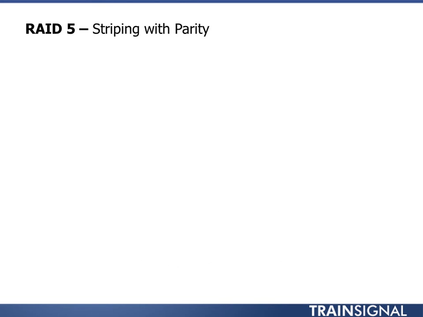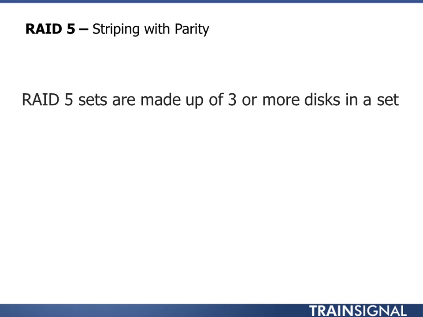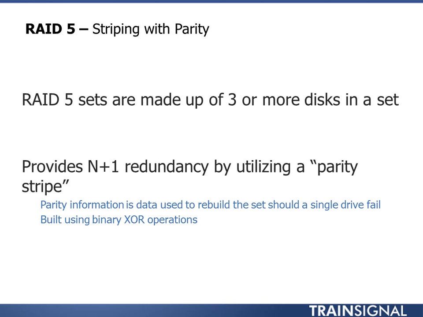Now let's talk about RAID 5, striping with parity. RAID 5 sets are made up of 3 or more disks, and they provide what we call N+1 redundancy by utilizing a parity stripe. Parity information is data that can be used to rebuild the set should a single drive fail. It's built using binary XOR operations normally. But the idea is I write data across. Let's say I have 3 disks. 2 of them will have data. I'll write to disk 1, to disk 2, and then calculate a parity. And then I keep doing that so that if I should fail disk 2, I can take the information on disk 1 and the parity information on the third, or the remaining disk, and recalculate or rebuild what was on disk 2.